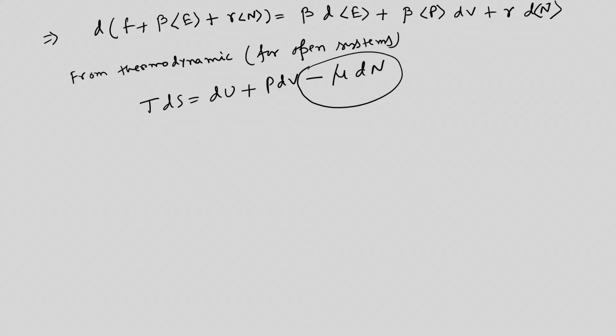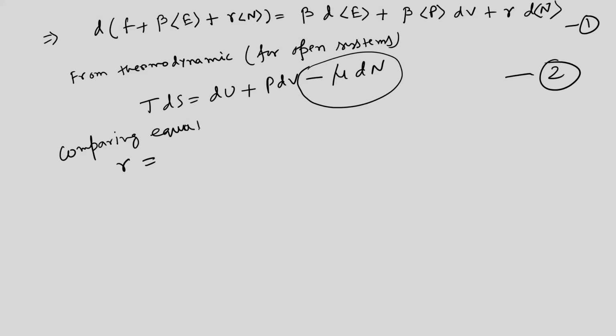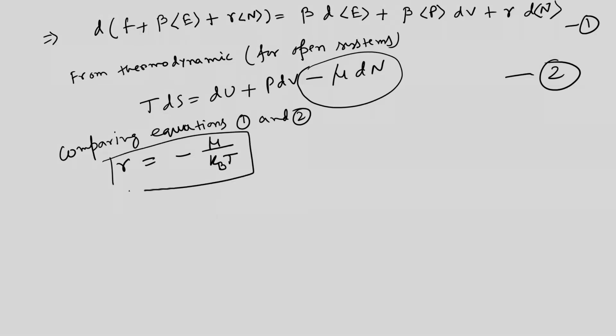Okay. Now if we compare expression 1 and expression 2, the coefficients we get: comparing equations 1 and 2, we get gamma is minus mu by kBT. So this is the value of gamma. Okay, so suppose this is our equation 3.